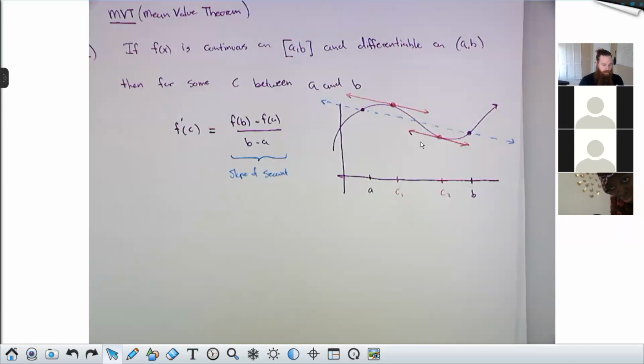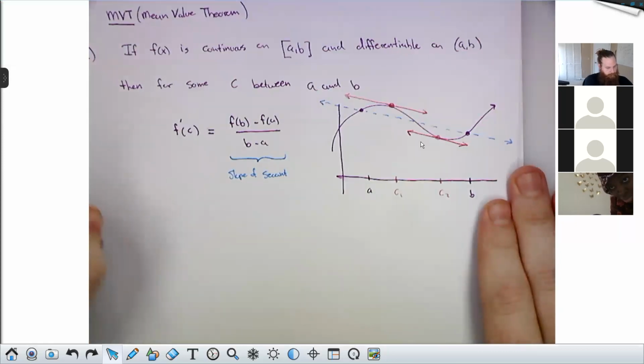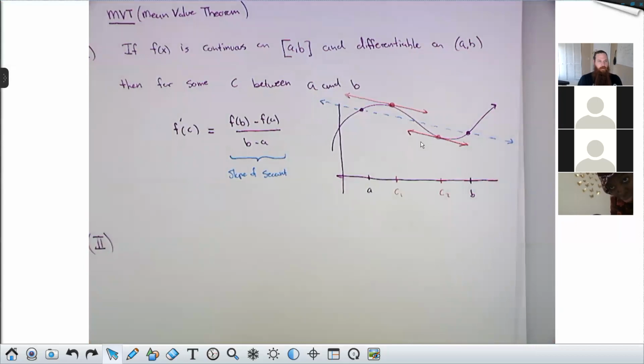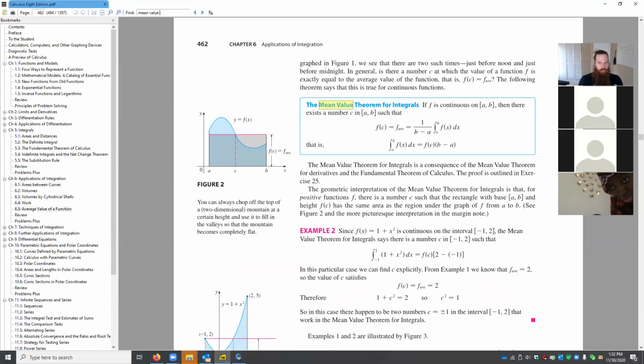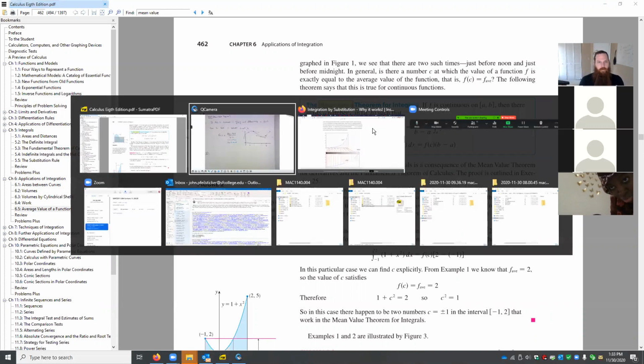There's another way to say this. And I want to get the phrasing exactly right, so I'm going to look it up here in your book. Mean value theorem for integrals. Okay, so this says if f is continuous on [a, b], then there's a number c in [a, b] such that f of c is the integral.